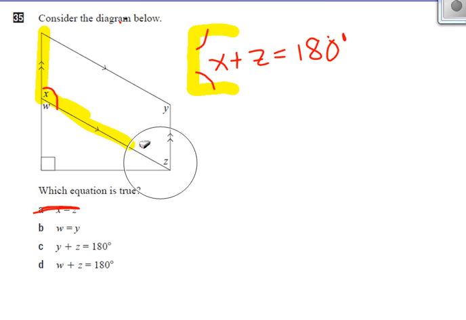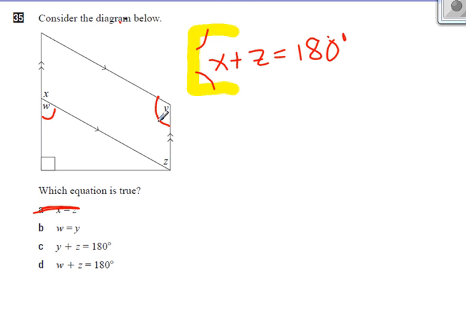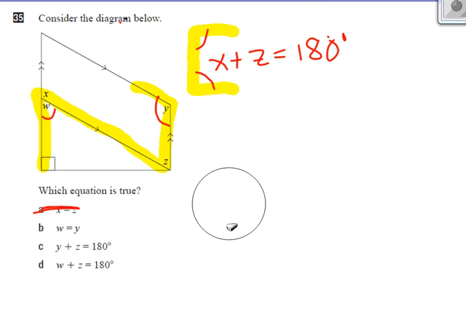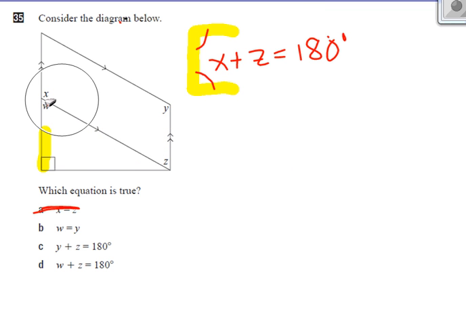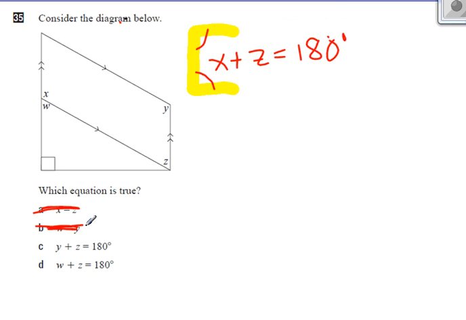Let's look at what B says. So B says, is it true that W equals Y? Well, it certainly doesn't look like it's true. And if I think about all my parallel line theorems and all my other theorems, I'm not sure how to relate Y to Z. I mean, look at what I've just drawn. Something like this. That's definitely not a shape that we studied. It's not an F pattern. It's not a Z pattern. It's a W pattern. So there's no reason at all why W and Y would be the same. And it really doesn't look like they're the same. So I'm crossing that one off.